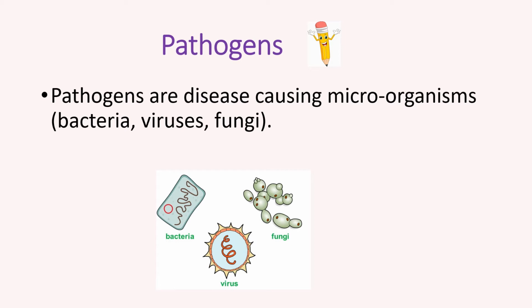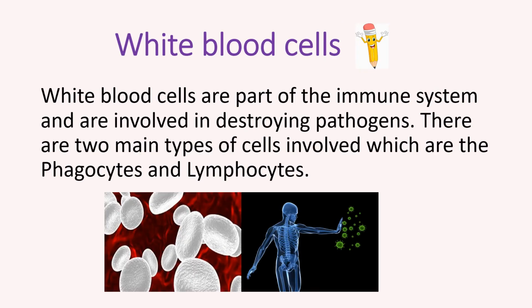Pathogens are disease-causing microorganisms, which include bacteria, viruses, and fungi. So what happens when they get into our body and try to make us ill? So there are white blood cells in our blood, and the white blood cells are part of the immune system, which are involved in destroying these pathogens. And there are two main types of white blood cell, which are your phagocytes and your lymphocytes. You need to know the structure and function of both your phagocytes and your lymphocytes.